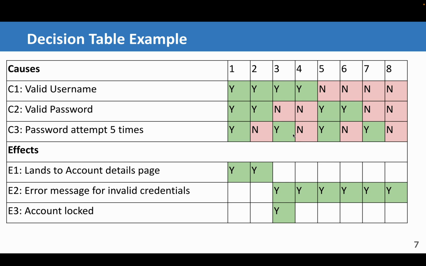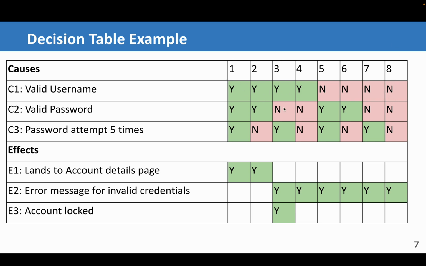In the last case you can see that the username is not valid, the password is not valid, and the password attempt is also 5 times. So the question might come up: why is the account not locked? The account will never be locked if the username is not valid, because for locking the account the password should be associated with some username. If the user enters a valid username and then an invalid password, only then will the account be locked, because in other cases we never know which username is associated with that password, so the account won't be locked.